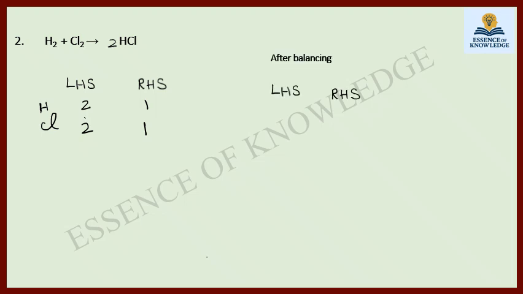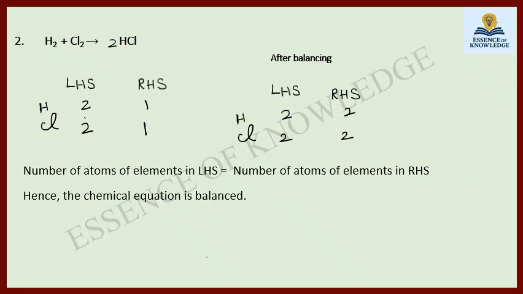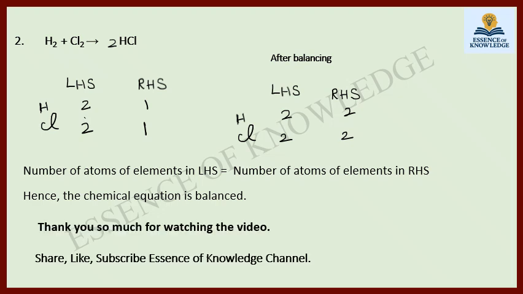So after balancing, the number of atoms on the left hand side is 2 for hydrogen and 2 for chlorine, and the number of atoms on the right hand side is 2 for hydrogen and 2 for chlorine. The number of atoms of elements on the left hand side is equal to the number of atoms of elements on the right hand side. Hence the chemical equation is balanced.